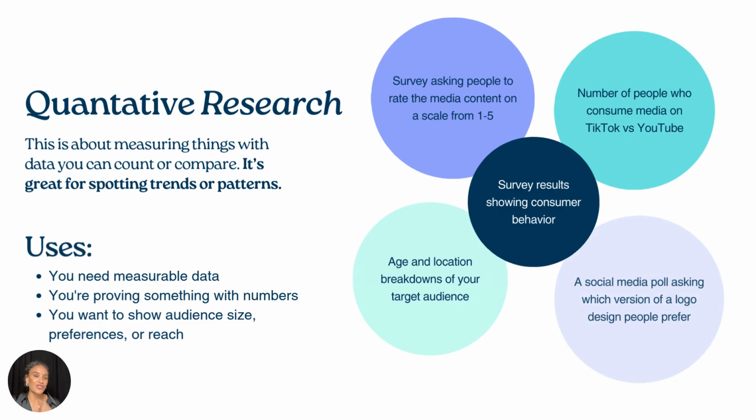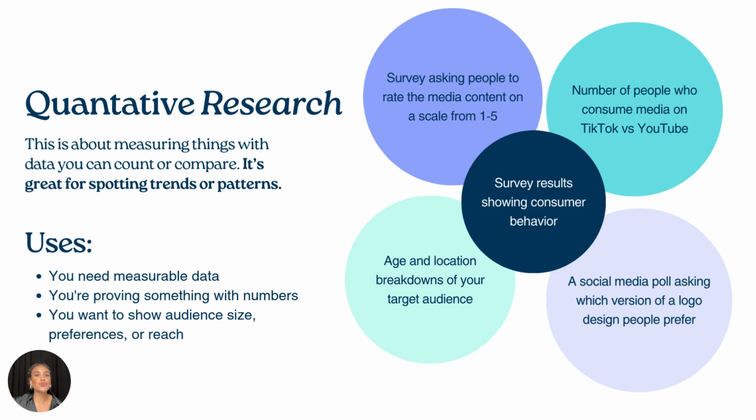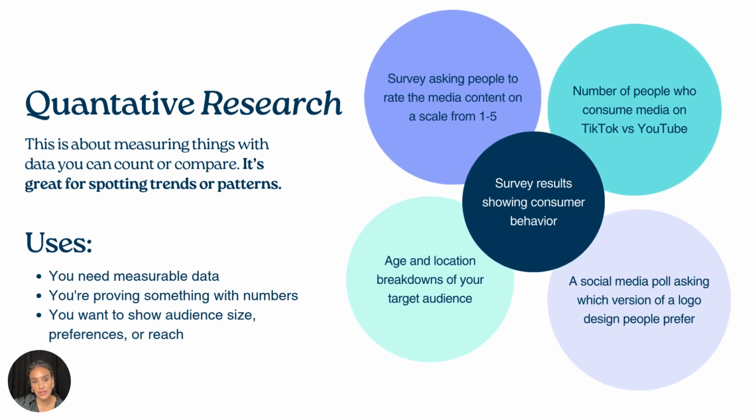Whereas quantitative research is those hard numbers, okay? It's great for trends, it's great for patterns, and it's just really good when you need to prove something with numbers, and that can be audience size, measurable data. So here, there's a bunch of different examples as well, like age and location breakdowns. If you want to do a social media poll, that's still quantitative research. You're getting hard numbers. Survey results often fall into that, and it's just plain numbers, and that's it. Scales from 1 to 5, yes, no, true, false, all that. Okay.